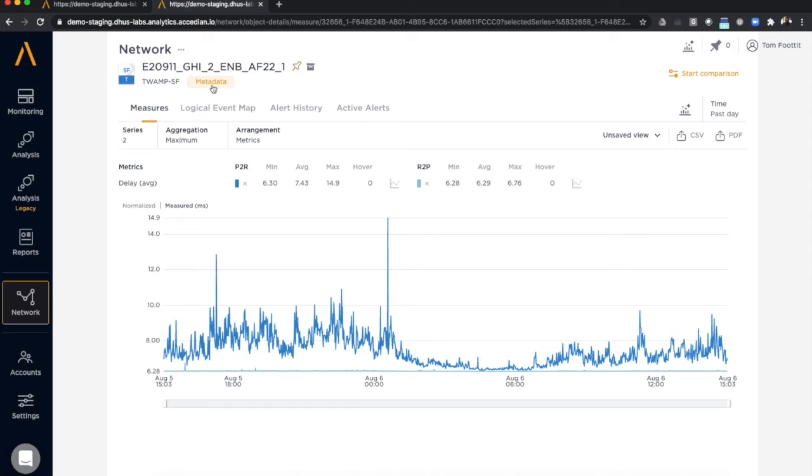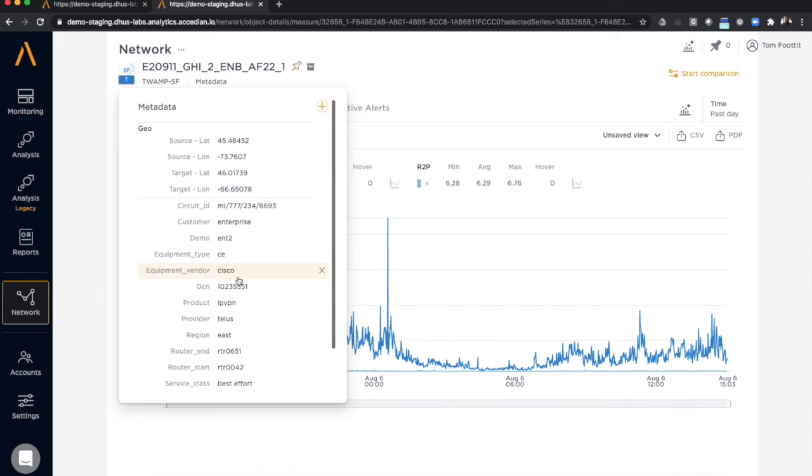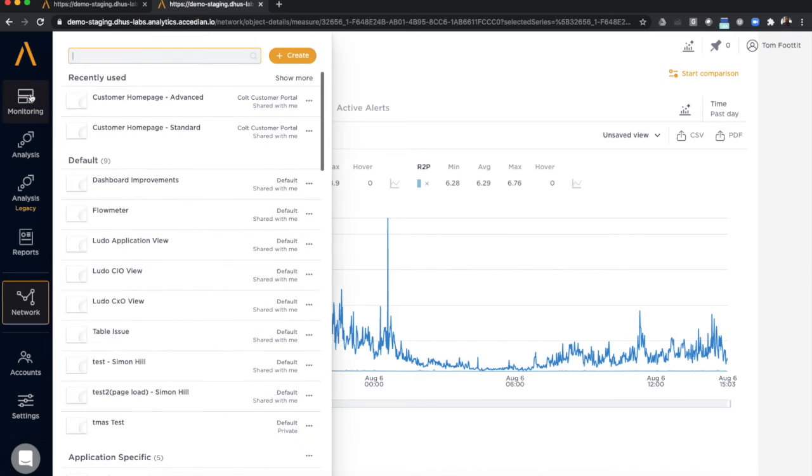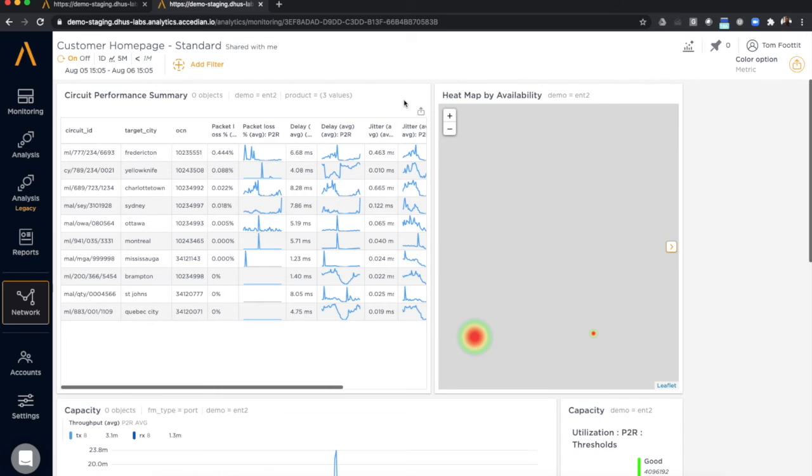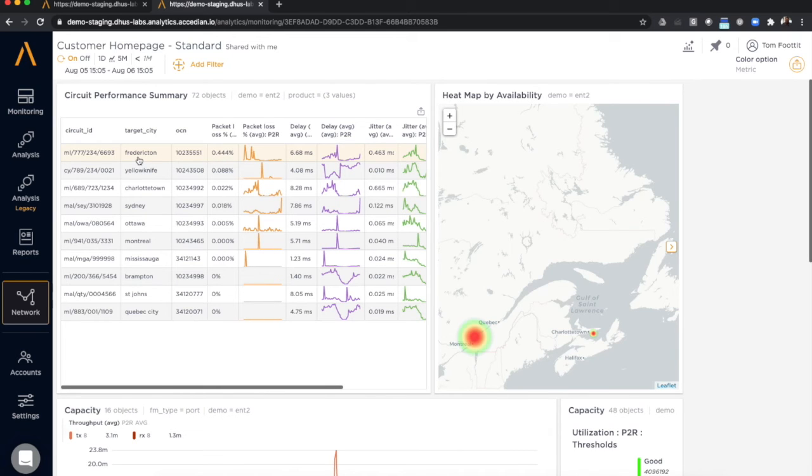Then you can attach this metadata automatically, and you can use automation via our open RESTful APIs to attach this metadata to any data that you collect. So whether this is Exceeding data or data from third parties, you can attach whatever metadata you like to that. Then you can use that metadata. So again, back for example here, we use that metadata to do a group by circuit ID, target city, and OCN. Or we use that metadata, the latitude and longitude, to graph on a heat map.